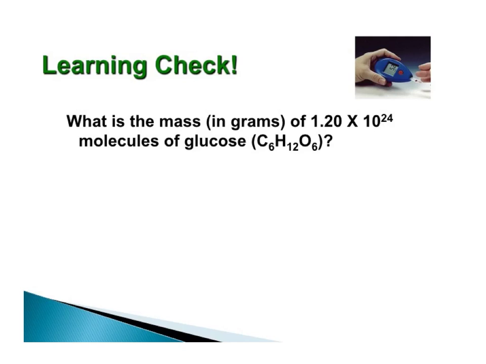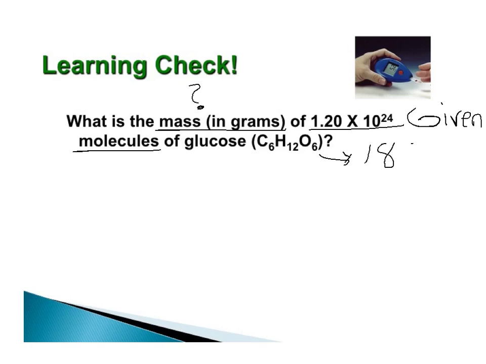Okay, in our next example, we're being asked what's the mass in grams of 1.20 times 10 to the 24th molecules of glucose, and I gave you the chemical formula for glucose. So the question is asking us what's the mass in grams, which is what we want. And we were given 1.20 times 10 to the 24th molecules. That's what we were given. Now notice the question is asking us something about grams. So that means we need to find our molar mass of glucose, which if you work it out is about 180.